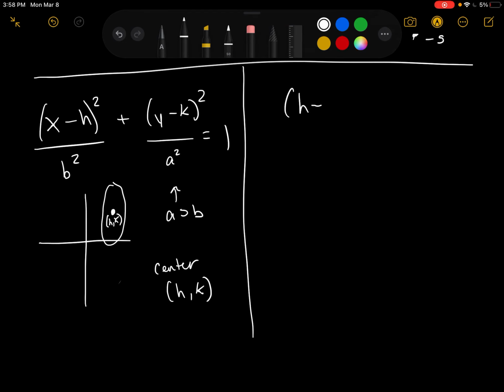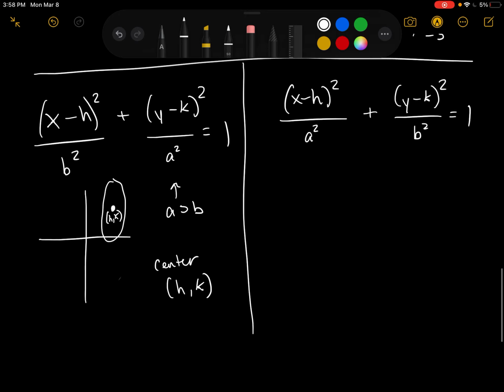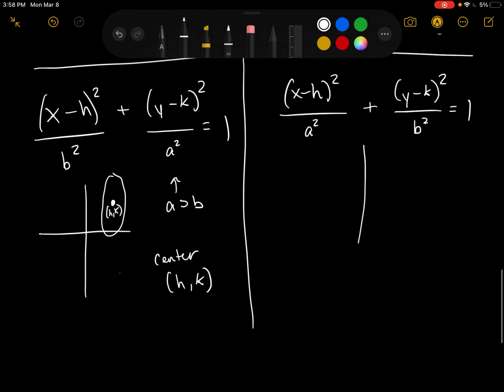All right, so the second scenario is the same situation, except now a, the bigger number, is under our x. Honestly, it's exactly the same idea. The only difference is now we're going to look something like this. And our center is still at h comma k.